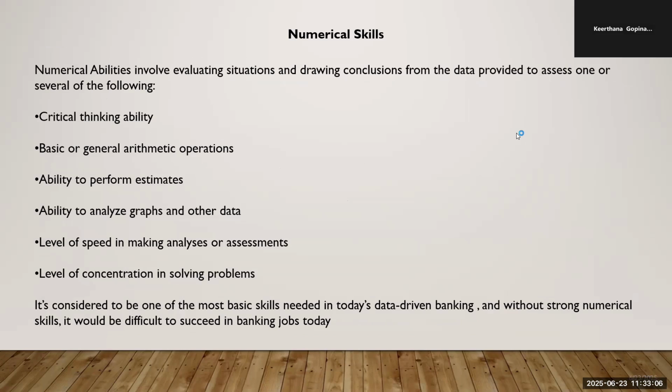Moving on to the numerical aptitude. Numerical aptitude involves drawing conclusions from the data provided and assessing several skills of the person. Critical thinking ability, we have discussed this. Basic and general arithmetic operations. As I have told you already, the numerical aptitude part tests your basic arithmetic operations, basic computing skills and algebraic skills. It does not involve very advanced calculations and all that.